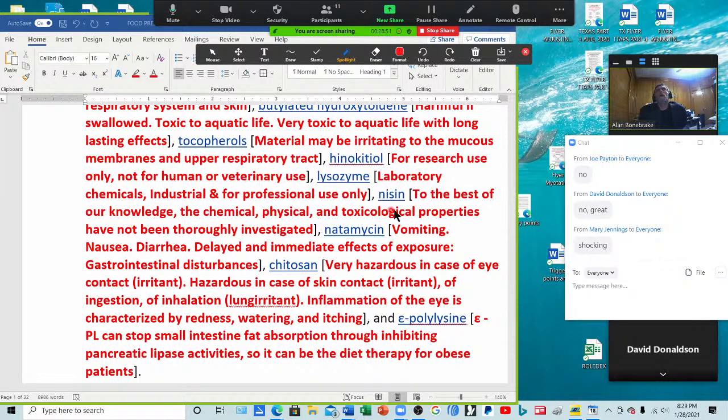How many of you recognize a couple of these things? Lysozyme and nisin. Nisin, I remember seeing that in a lot of things. How many of you recognize seeing those? Yeah, just the packaging can cause this from leaching through into us. Natamycin. Vomiting, nausea, diarrhea, delayed immediate effects of exposure, gastrointestinal disturbances. That's in packaging.